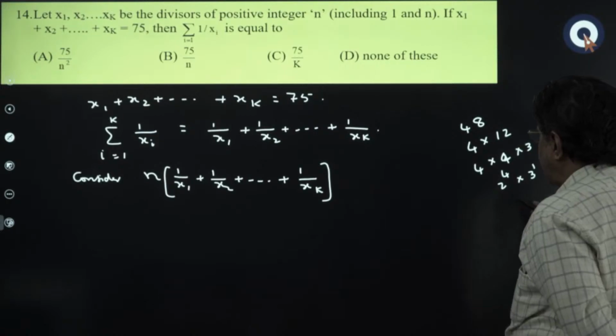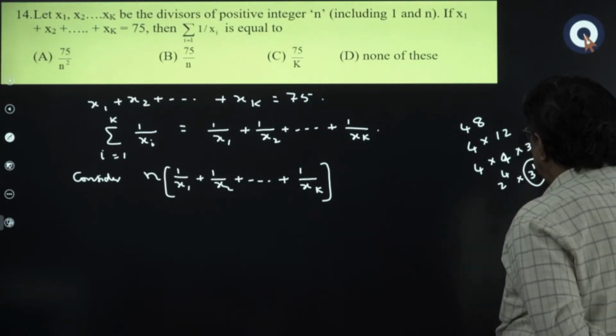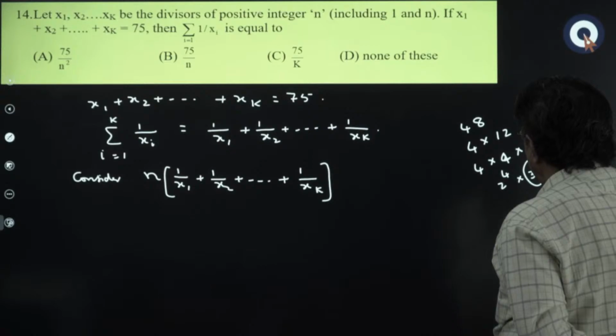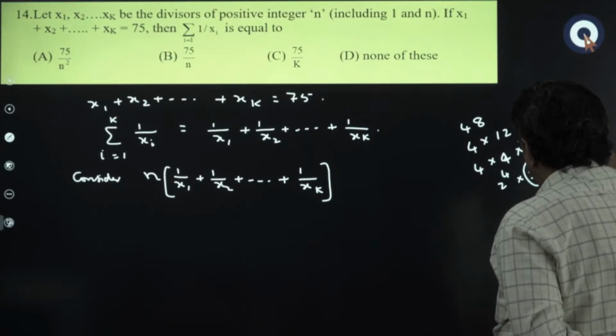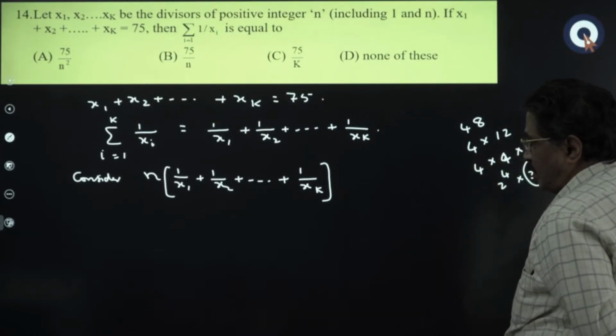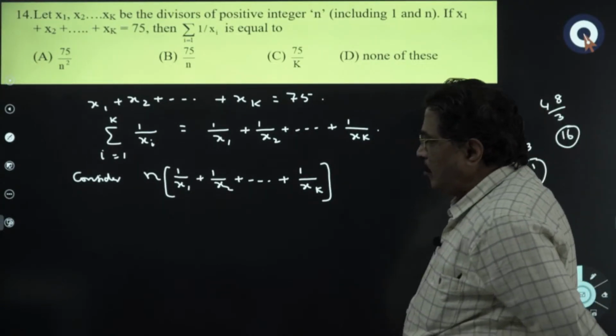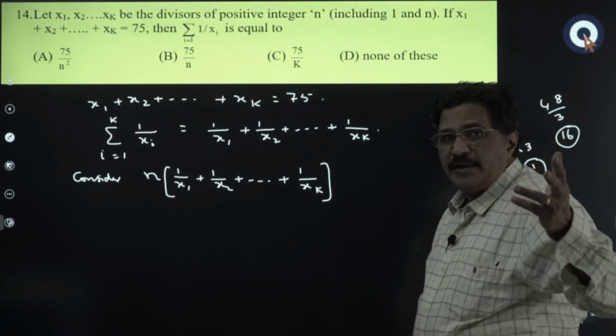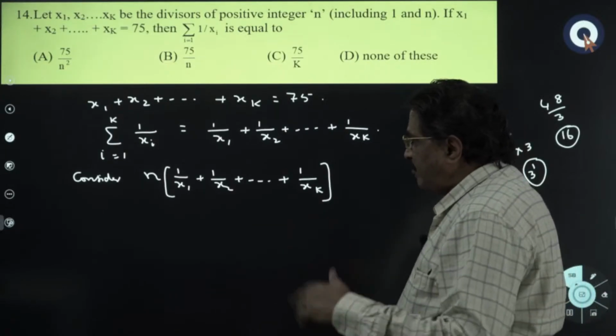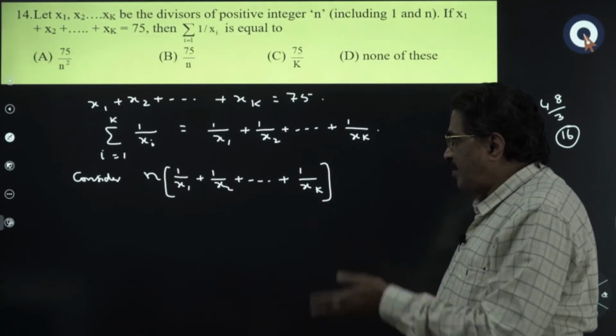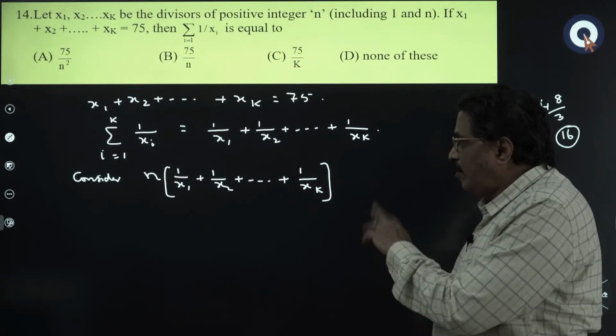Now out of this, suppose 3 is one divisor, let us say. So when I write 48 by 3, what I get is 16, which is again a divisor, one of those xi's. So n by x1 could be some x5 or x6 or like that. n by x2 could be some other xi, etc. n by xk will be some other xi.